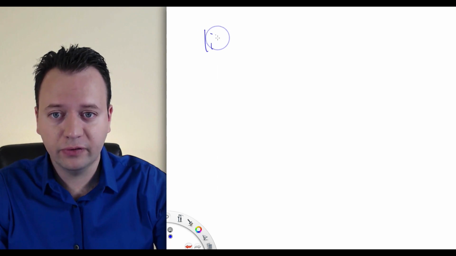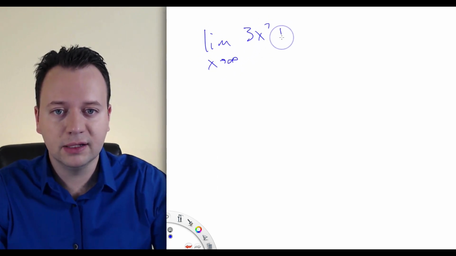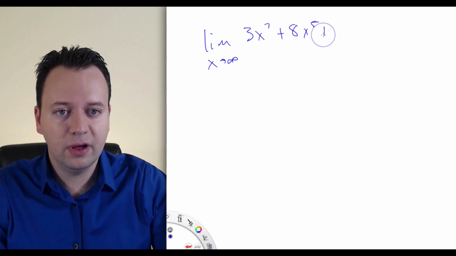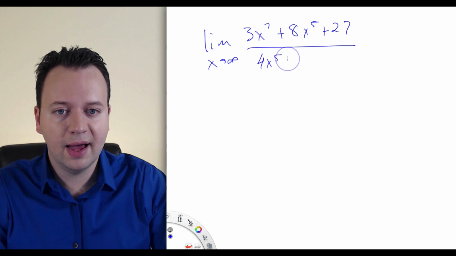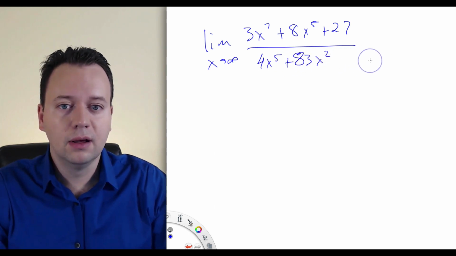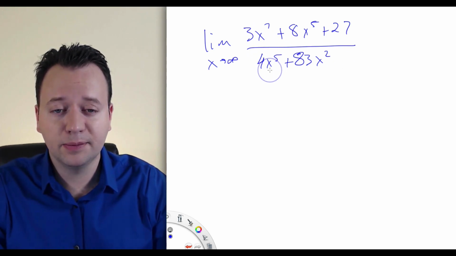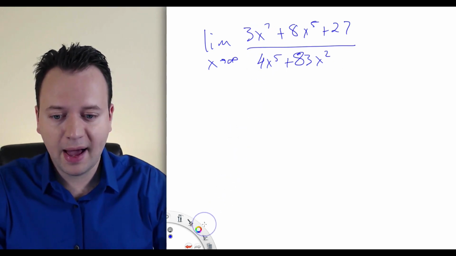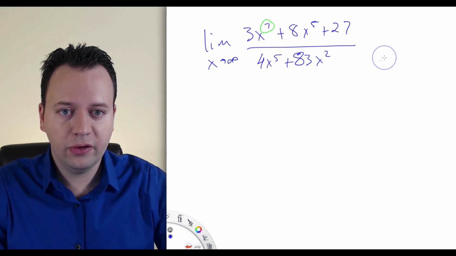Now, if you have polynomials of different powers, like say the limit as x goes to infinity of (3x^7 + 8x^5 + 27) over (4x^5 + 83x^2), whichever polynomial has the highest power wins. So if the highest power is in the numerator, the whole thing goes to infinity.